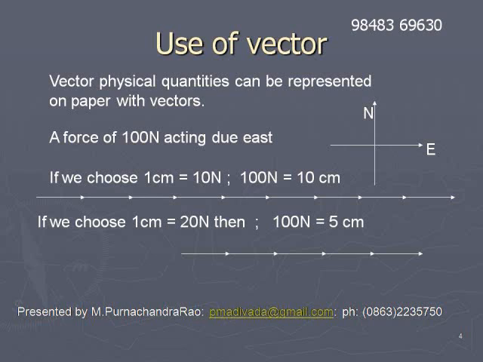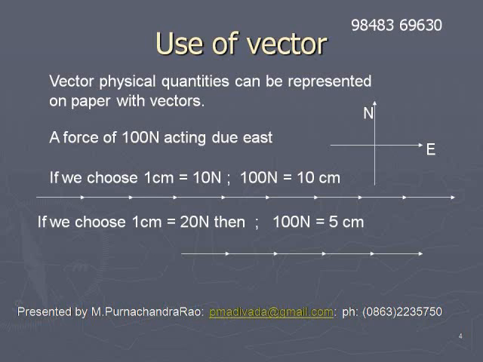So, construct 10 vectors each of 1 centimeter in length. Then this total vector represents 100 newtons of force. See the direction. It is parallel to the west-east direction, west to east. Hence, it represents due east.